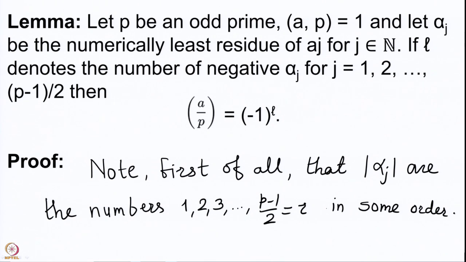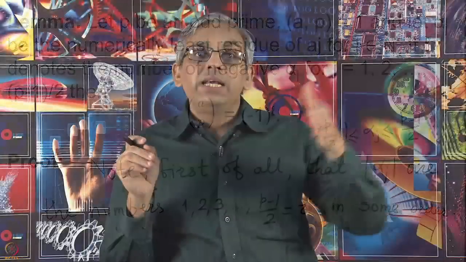Now why should this be true? So we note that because of the property on alpha j, we have minus p minus 1 by 2 is less than or equal to alpha j is less than or equal to p minus 1 by 2. This is the property on alpha j. Alpha j's are the numerically least residues for these products Aj, but these are numerically least, which means they are from minus p by 2 to p by 2, and now p is odd, so alpha j will never be equal to p by 2 or its negative.